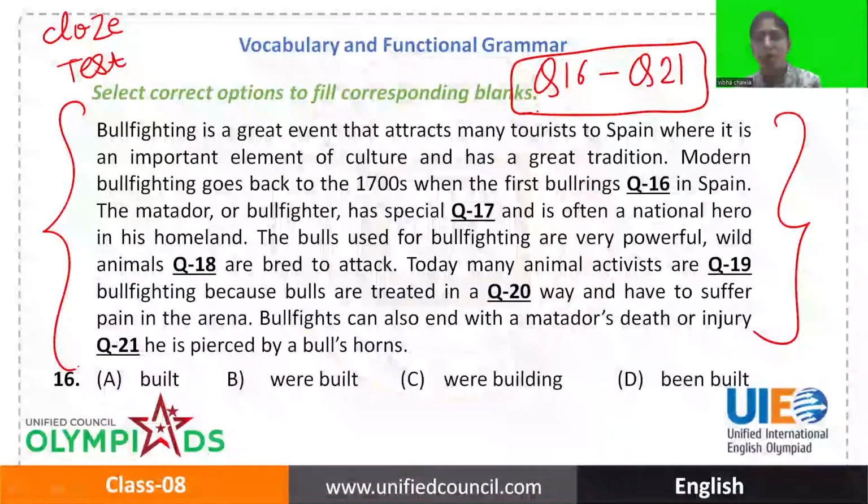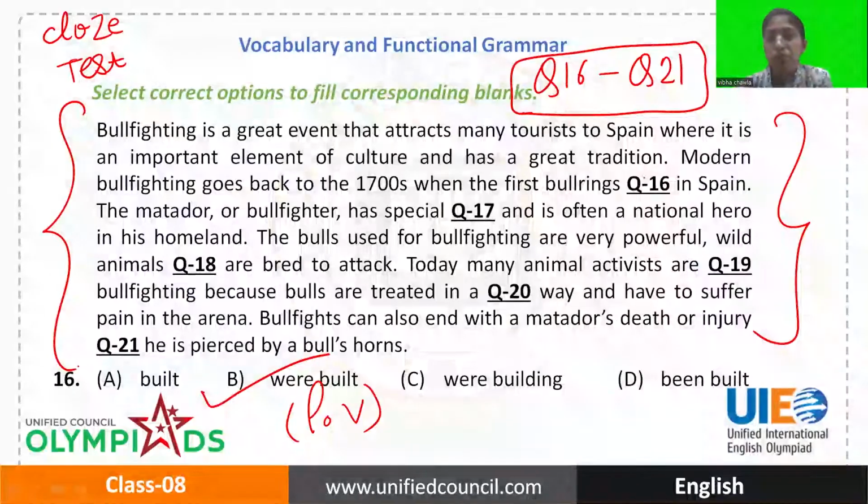So let's see question number 16. Bullfighting is a great event that attracts many tourists to Spain, where it is an important element of culture and has a great tradition. Modern bullfighting goes back to the 1700s, with the first bull rings were built. Okay, passive voice. Bull rings were built. It's passive voice.